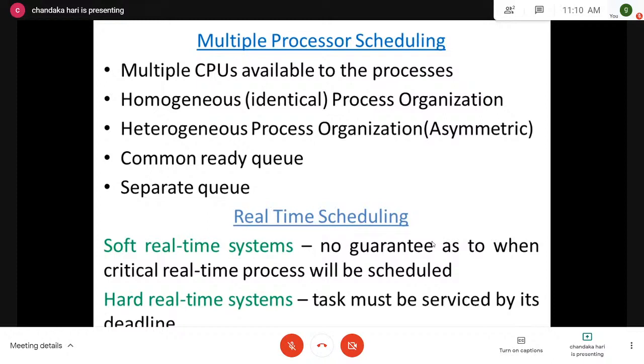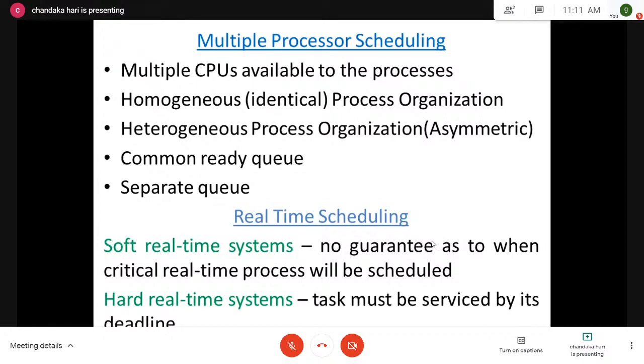Okay, we cannot have the same kind of addressing modes and instruction formats in all processors. That's why a program running on one processor may not run on another processor. Why? Because the addressing modes and instruction formats of the CPUs are different. So due to that, in homogeneous there is.